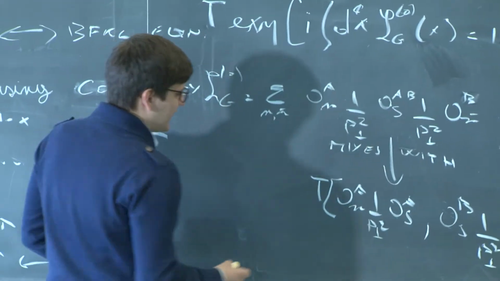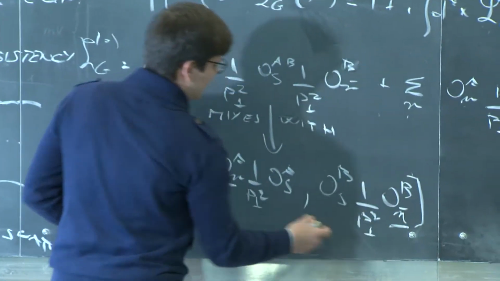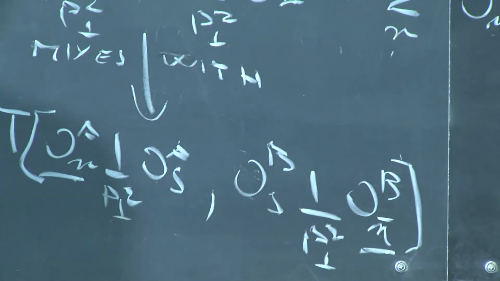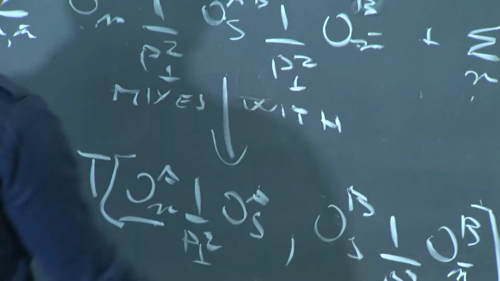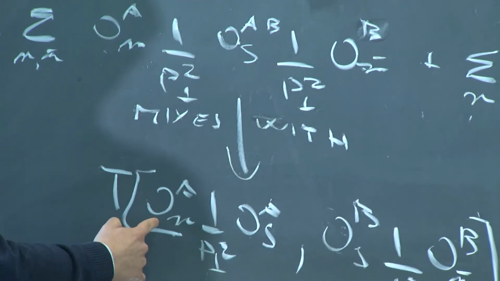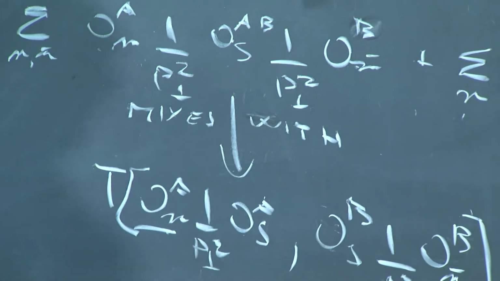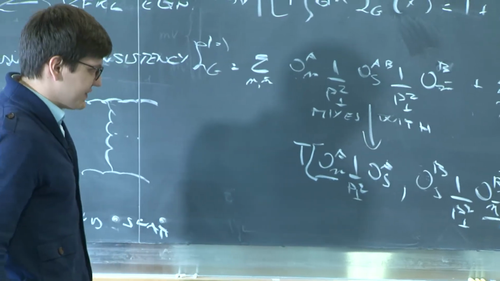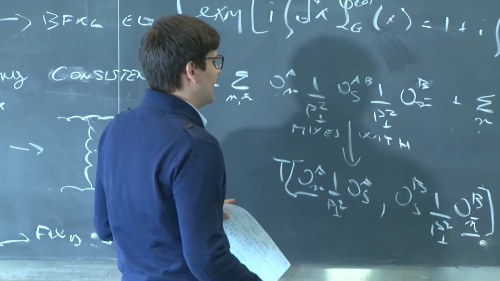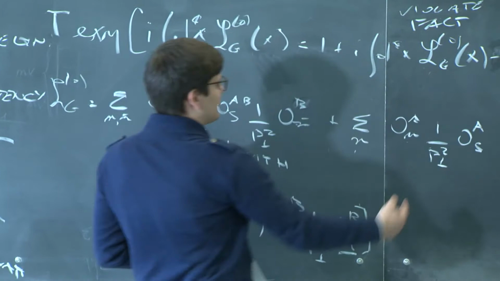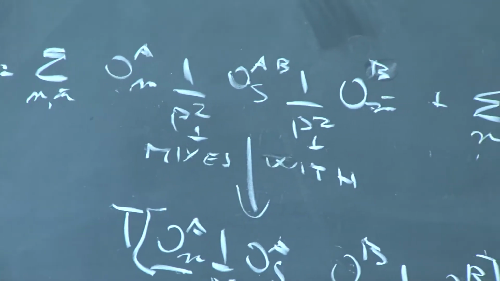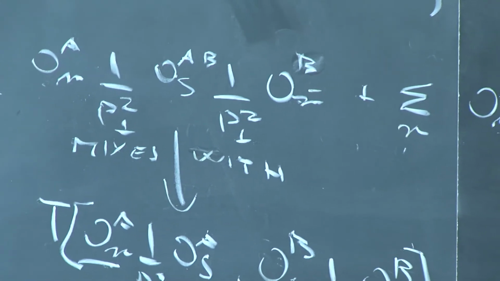And what we can observe is that the T product of these two operators and this single operator actually have the same number of n and n bar operators. So probably the good way to set up this expansion is to organize not by the number of LG insertions, but by the number of n and n bar operators that are appearing. So let's set this up in the following way.